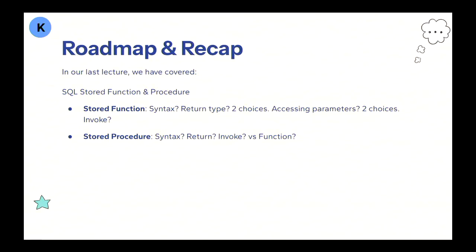However, if we do want to return something in the procedure, we can use the keyword returning inside the body of the stored procedure. So that's how we do return in stored procedures. And for invoking stored procedures, what is the keyword here? Do you still remember? It's different from invoking a stored function. The keyword is call. So for invoking functions, we use select. For invoking procedures, we use call. And the difference versus functions we have just discussed: the purpose is different, and the invoking is different.